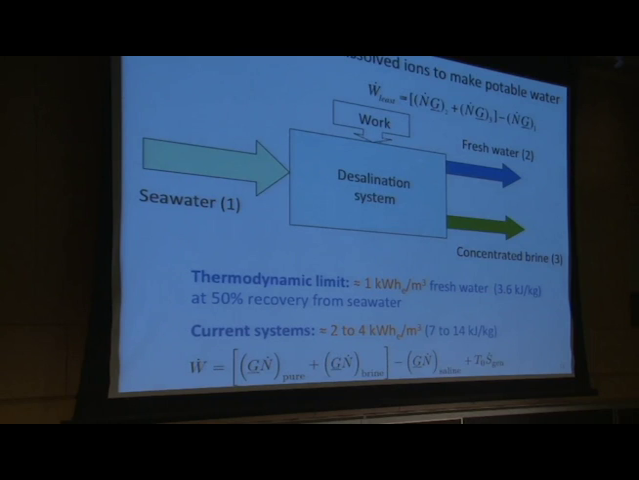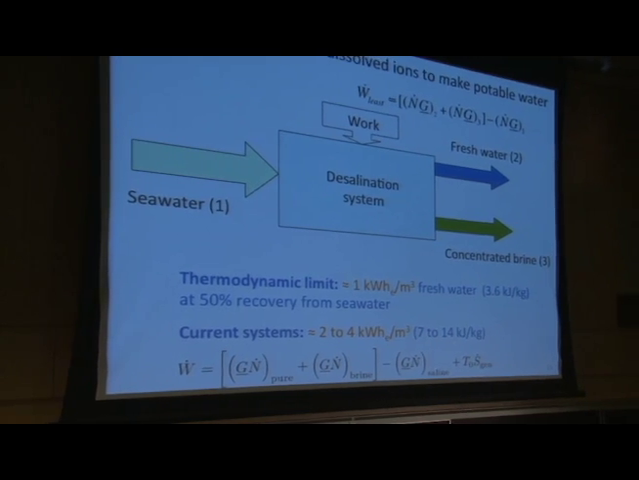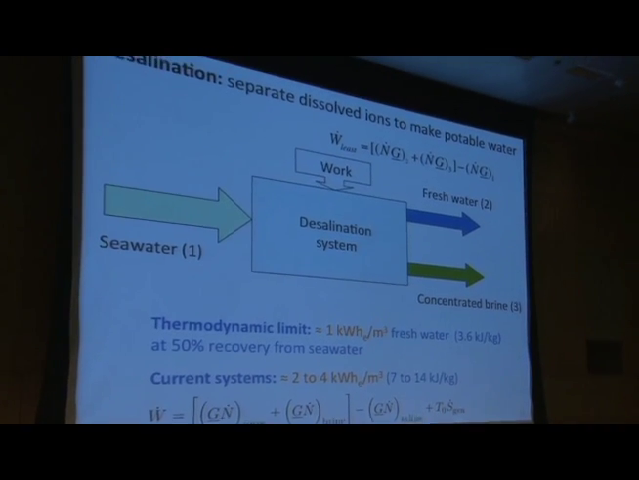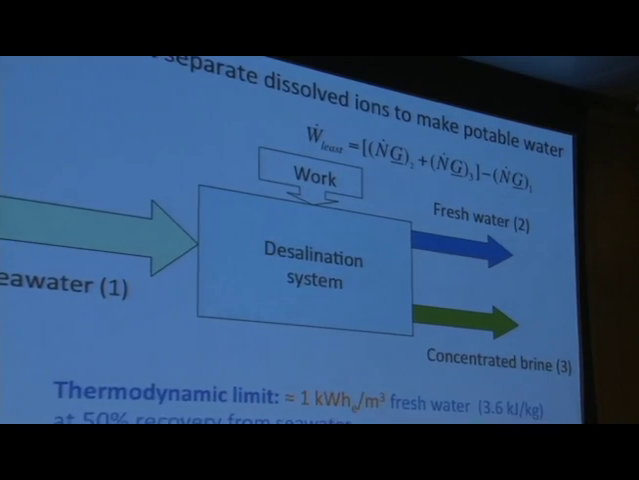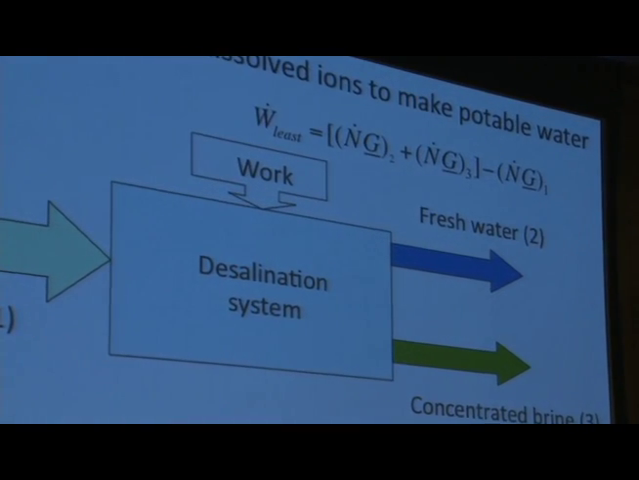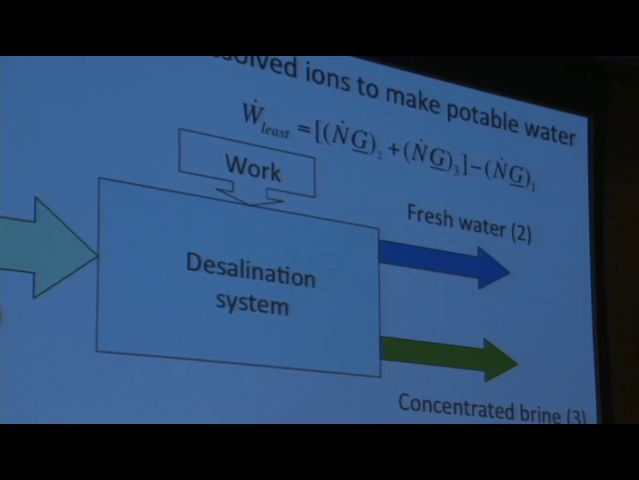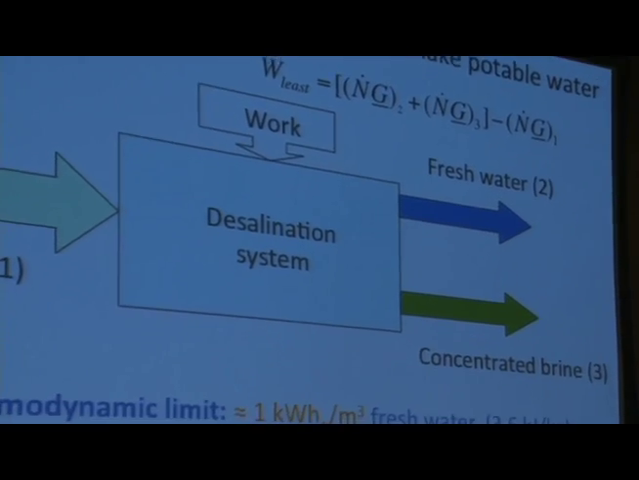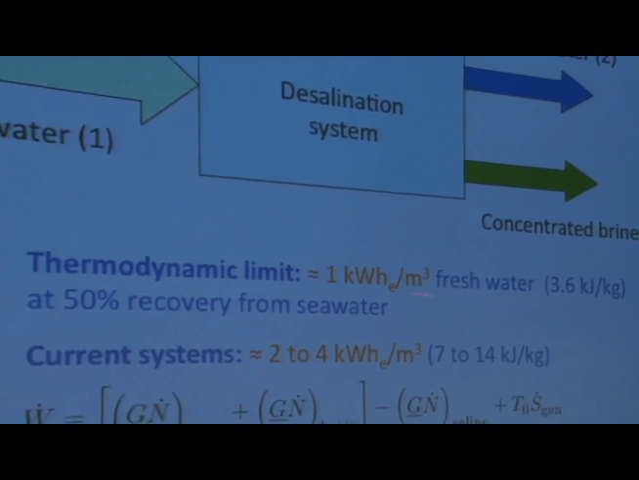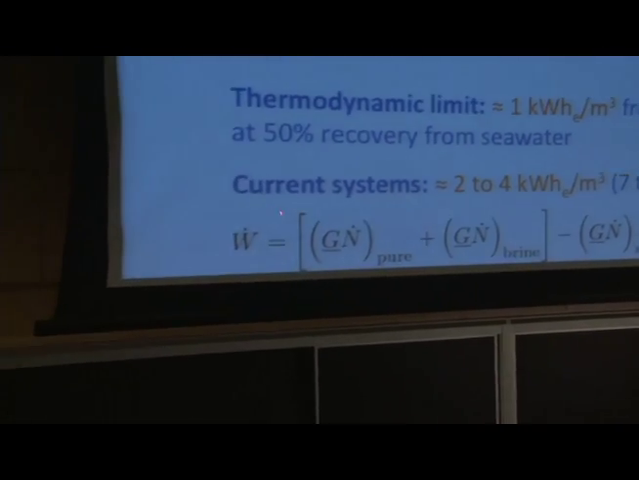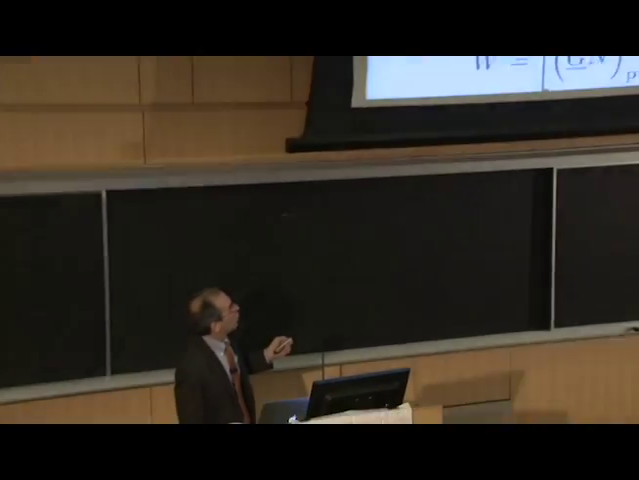Today's systems, state-of-the-art systems, are running between 2 and 4 kilowatt hours per cubic meter, and the reason they differ is because of inefficiency. And again, as a thermodynamics person, I think of the inefficiency as a source of entropy production. The system is not reversible as a result of various losses, losses in the pump, losses through the membranes, losses to hydraulic friction, and so forth.